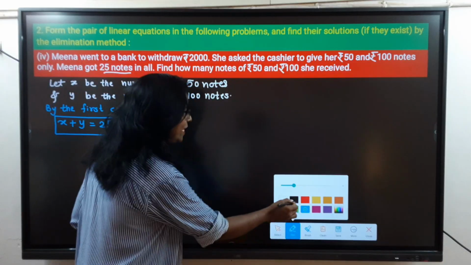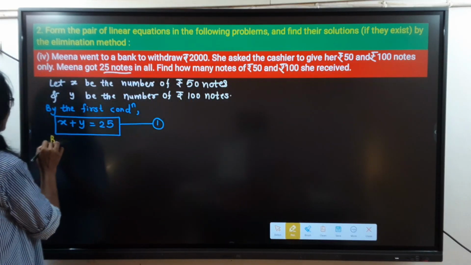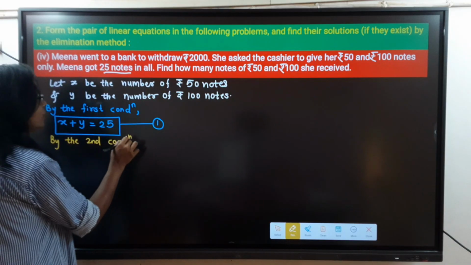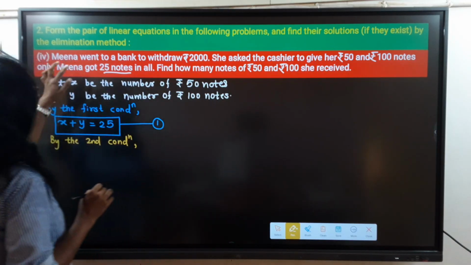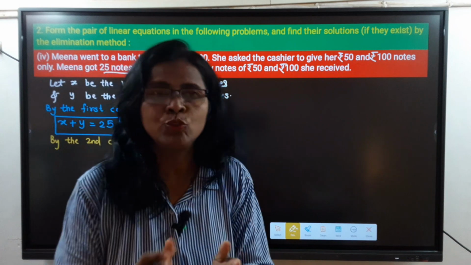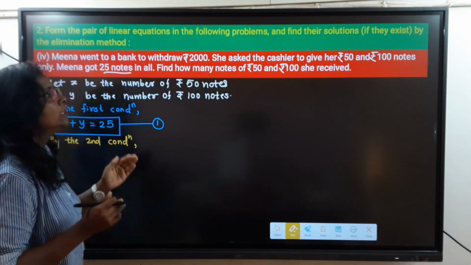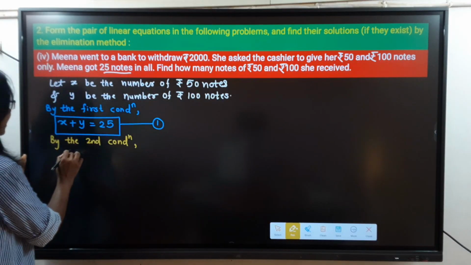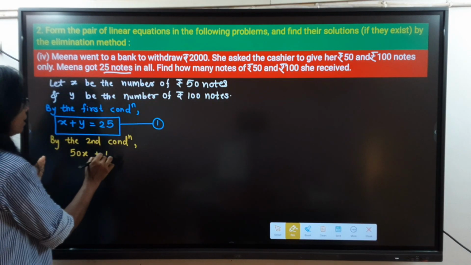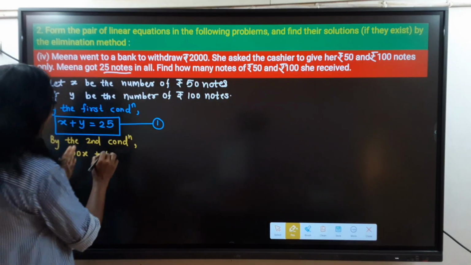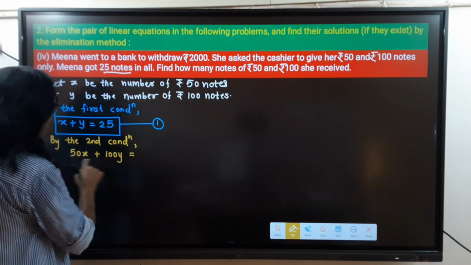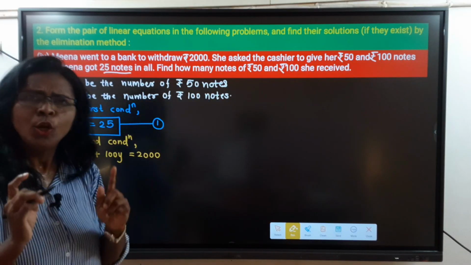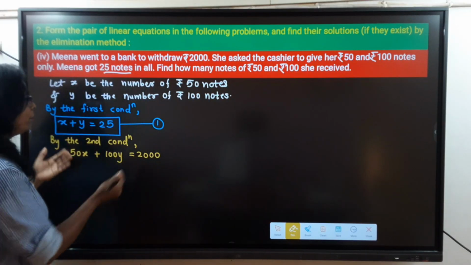So now the next condition, students, that is the second condition. Okay students, the second condition says that Meena went to a bank to withdraw rupees 2000. So that means she got the 50 rupee notes and the 100 rupee notes. That means 50 rupee notes, that means 50x, plus the amount of the 100 rupee notes, that means 100y. And the total amount will be 2000. Students, this is the second equation, but it can simplify.